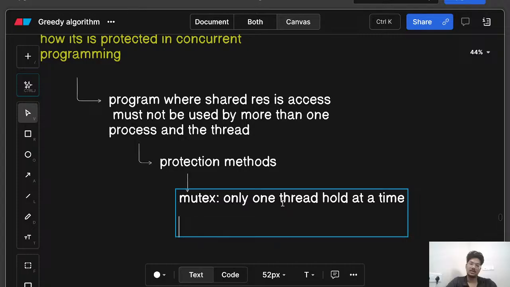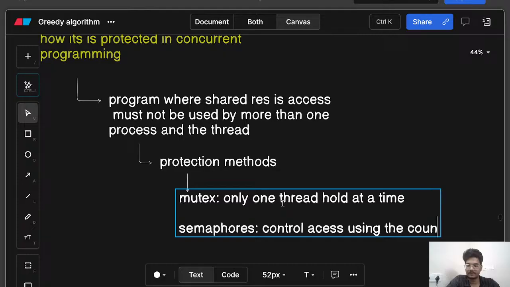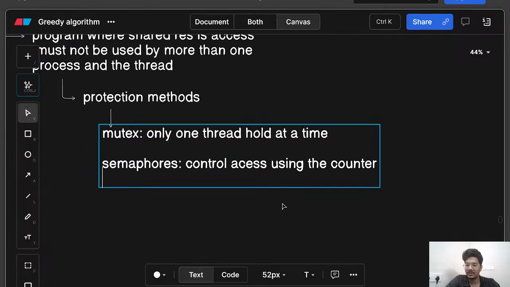After mutex, the semaphore controls access using a counter. Controlling the resources using a counter is a synchronization tool. After that, monitor: a high level synchronization construct that automatically manages the lock. And disabling the interrupt is used in kernel level critical sections to prevent context switches.